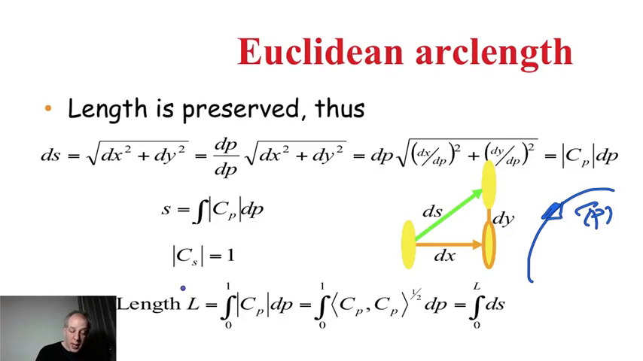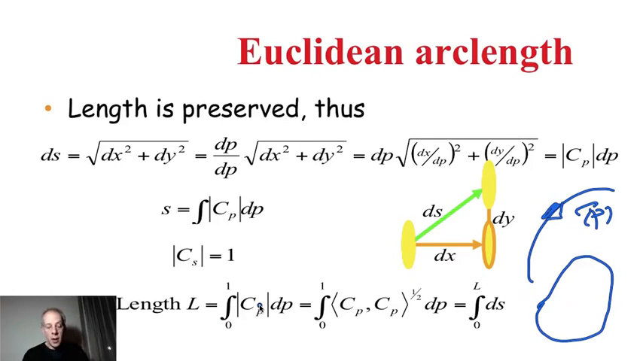And then the total distance of a curve is the integral from p equals 0 to p equals 1 of Cp dp. This is the definition of the length. And if you replace, what we have here is the integral of ds from 0 to the length. So when you're parametrizing by s, you're not going from 0 to 1, you're going from 0 to the length.